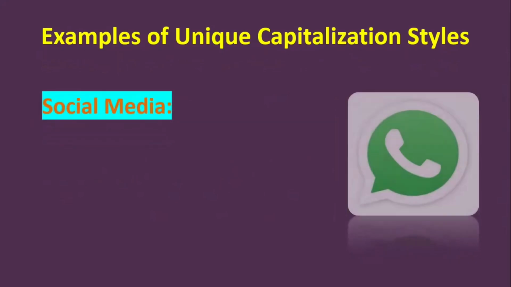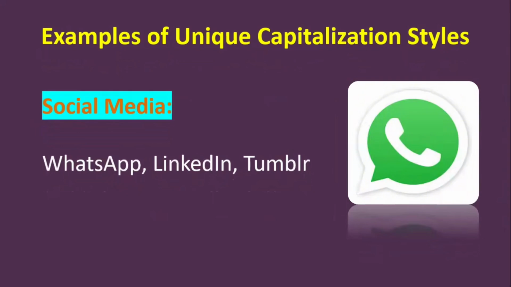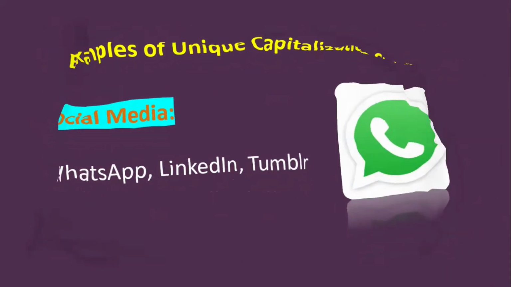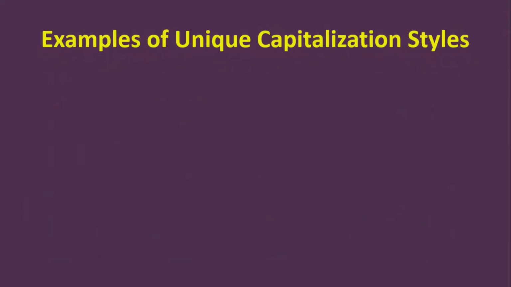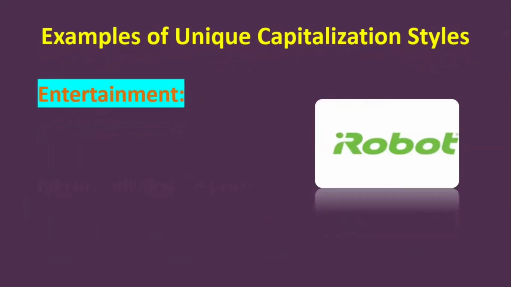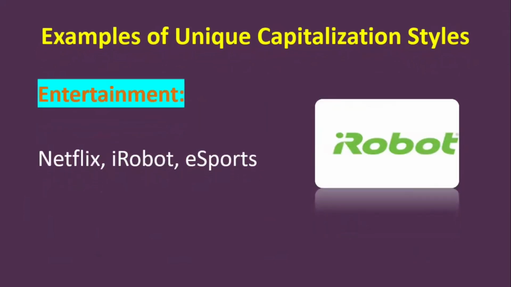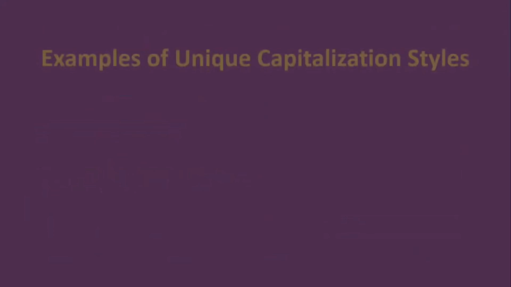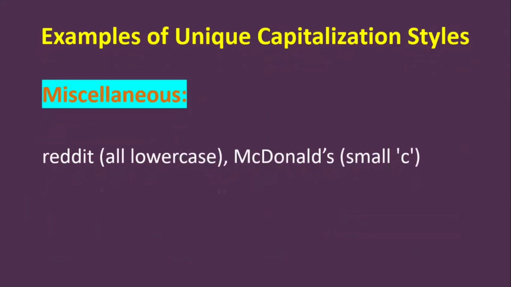Also, some names of social media platforms like WhatsApp, LinkedIn, Tumblr. There's some entertainment like Netflix, iRobot, esports, and so on. Okay, so what can we do here? All we have to do is try to be familiar at least with the famous ones, just in case we need to write this in a final exam or something. So we need to be aware of this rule.